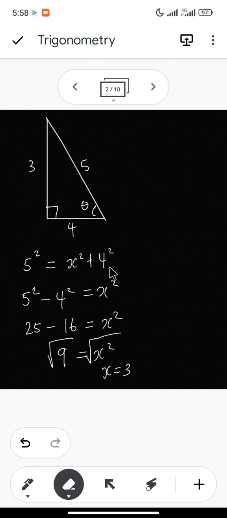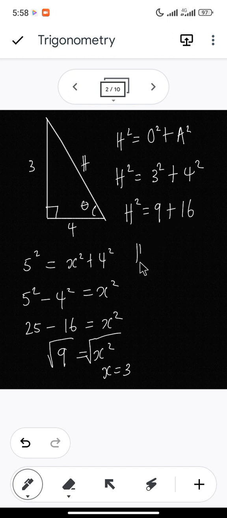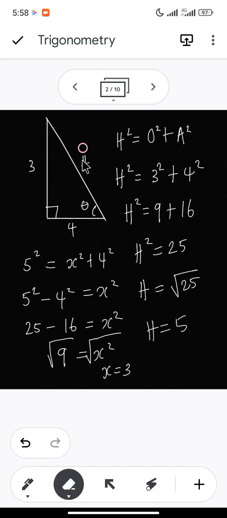Now if we take another example, let's say the hypotenuse is not given and you're meant to look for the hypotenuse. Remember what we said, the hypotenuse squared is equal to the opposite squared plus the adjacent squared. So the hypotenuse squared is 3 squared plus the adjacent, which is 4 squared. Hypotenuse squared gives you 9 plus 16, which gives 25. Then the hypotenuse is the square root of 25. Hypotenuse is equal to 5. So we've gotten back our hypotenuse.